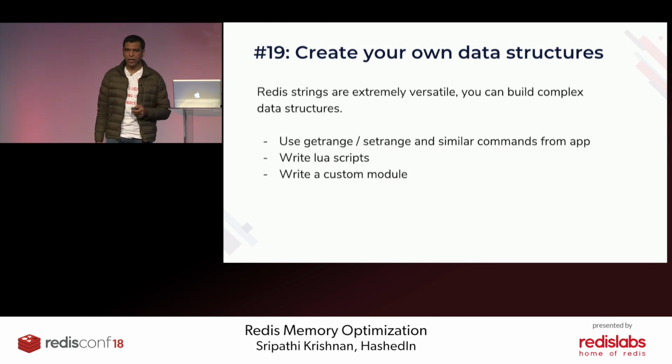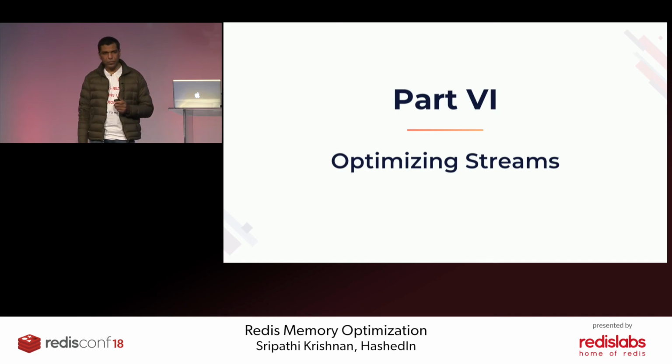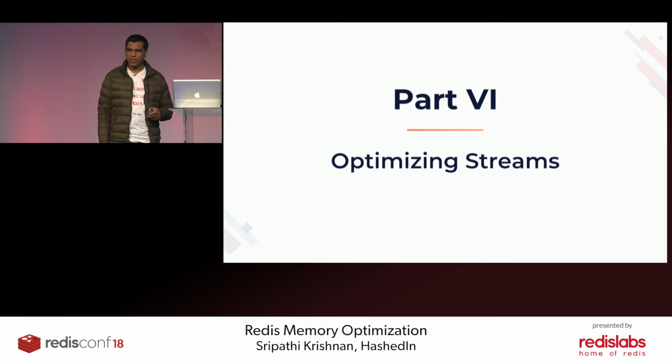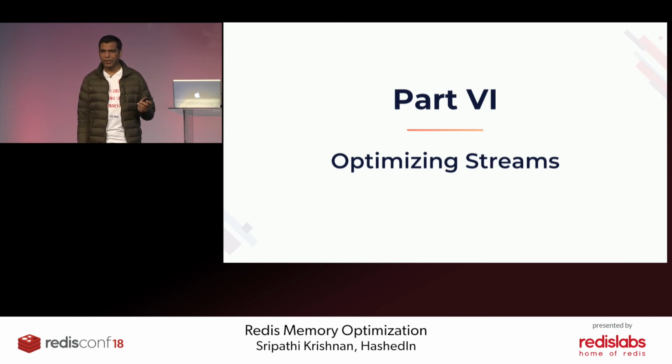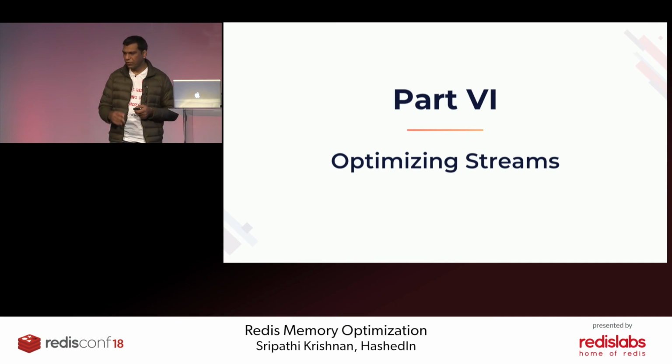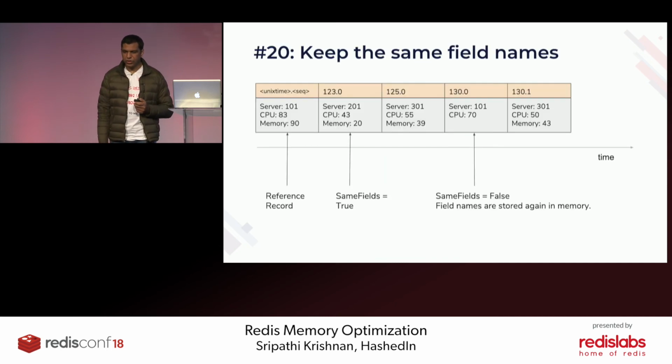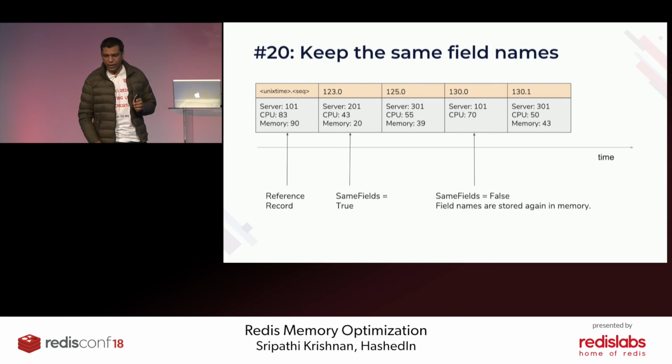So that's the next thing, right? The 6th part is how do you optimize streams, right? Streams were introduced very recently, last year, but it is in the 4.0.x version, right? There's only one recommendation on streams. How many of you have encountered streams before or used streams? Not many, right? So a stream is like an infinite list.